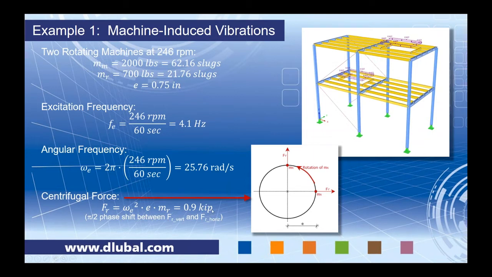So we have this force here, 0.9 kips, and as this machine is rotating in this circle, as we can see from this picture, at one point in time we have 100% of the horizontal force acting on the structure, the 0.9 kips. But as it continues to rotate, at another point in time we're now going to have 100% of the force acting in a vertical direction. But somewhere in between, we're going to have some type of relationship between the horizontal force and the vertical force acting together. This gives us a pi/2 phase shift between the vertical force and the horizontal force that we want to take into consideration for our time history analysis.